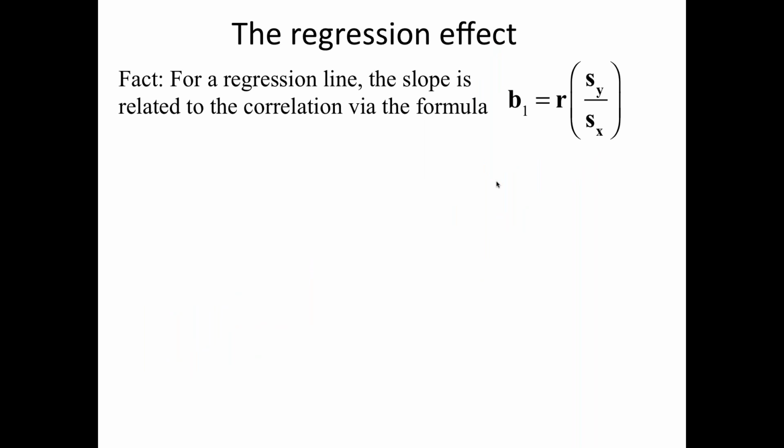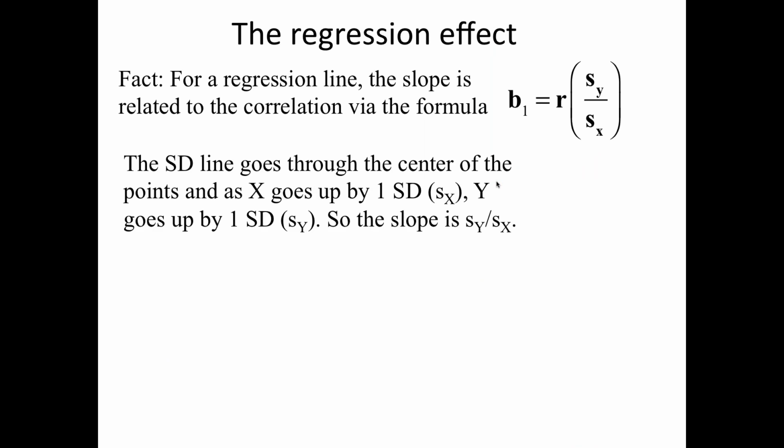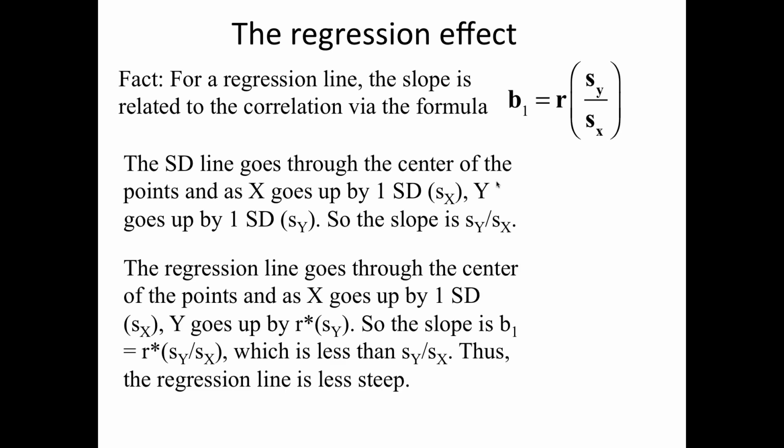Conveniently, the slope of the least squares line is just the correlation coefficient scaled by the ratio of the two standard deviations. And so the slope of the SD line is simply the ratio of the two SDs. The slope of the regression line is less than that. It's that ratio of SDs scaled by the correlation. So the regression line is not as steep as the SD line.